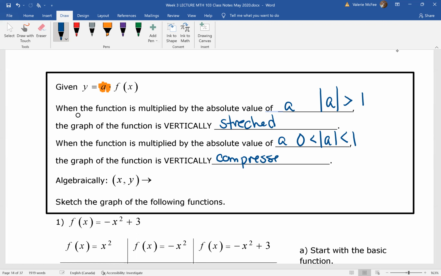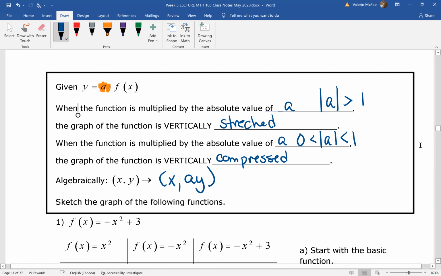And we saw that when we multiplied by 2, a number greater than 1, we stretched the graph. When we multiplied by 1/2, a number between 0 and 1, we had a graph that was compressed. And we know that x will stay the same, and we multiply y by that factor of a. Let's start putting some of this together in practice in the next lesson.